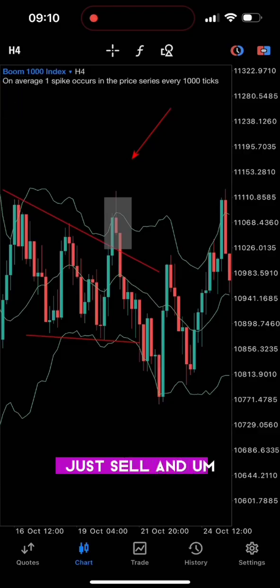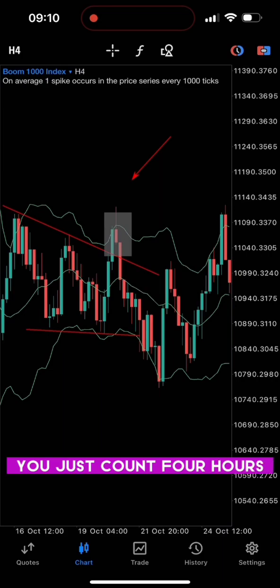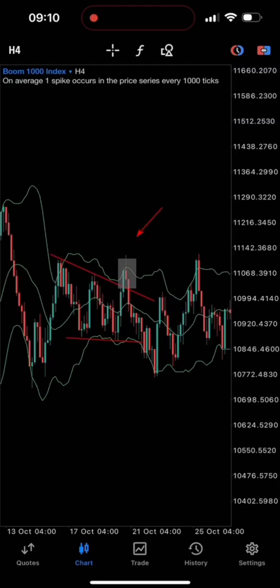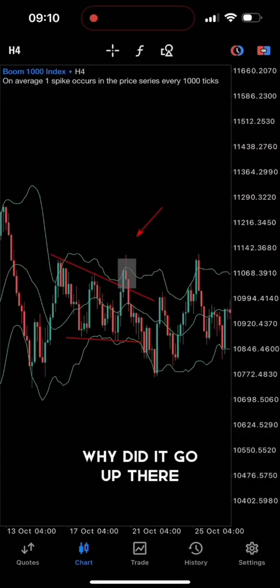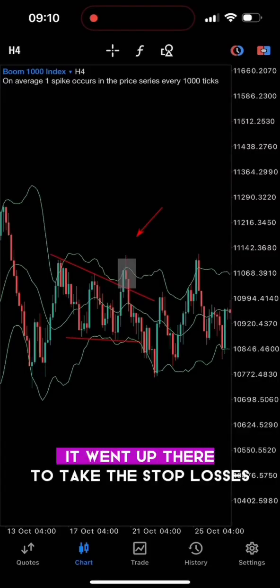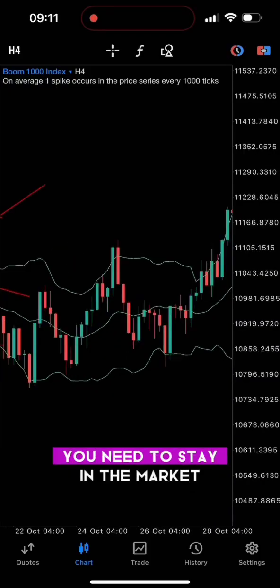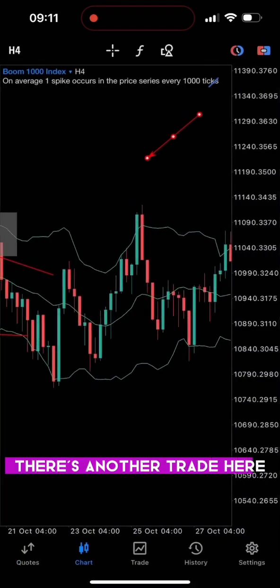Just sell and leave the market for a while. This is 4 hours. You just count 4 hours. Come back after 4 hours. You see yourself taking your profit because that's what usually happens. Why did it go up there? It went up there to take the stop losses of people like you. You need to stay in the market. Use small lots next time. Here, there's another trade here.